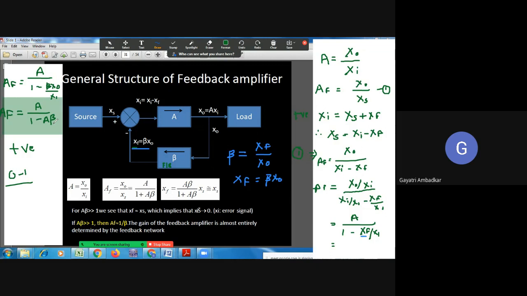So the denominator is less. It means the ratio is high. AF is high. It means gain of positive feedback amplifier is very high. Gain of positive feedback amplifier is very high. Now, if you derive this gain equation for a negative feedback amplifier, what are the changes? Let's derive it for the negative feedback amplifier.